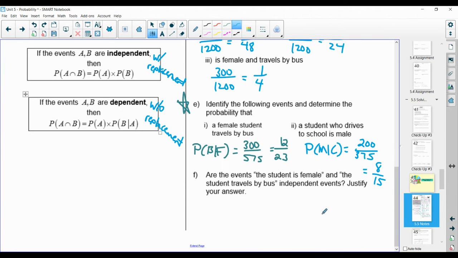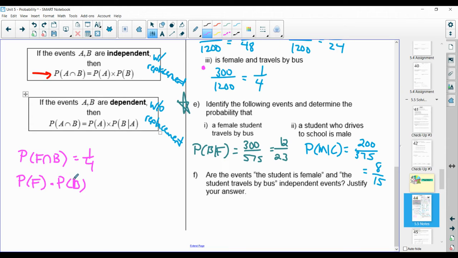The last question for this example, it says, are the events the student is female and the student travels by bus independent events? Well, if we check here, independent events means that the probability of A and B has to equal the probability of A times the probability of B. So let's take a look at what we know. We know that the probability of F and B, so being female and riding the bus, is 1/4. So we had that from up here. Okay. And now we want to see what is the probability of F times the probability of B.